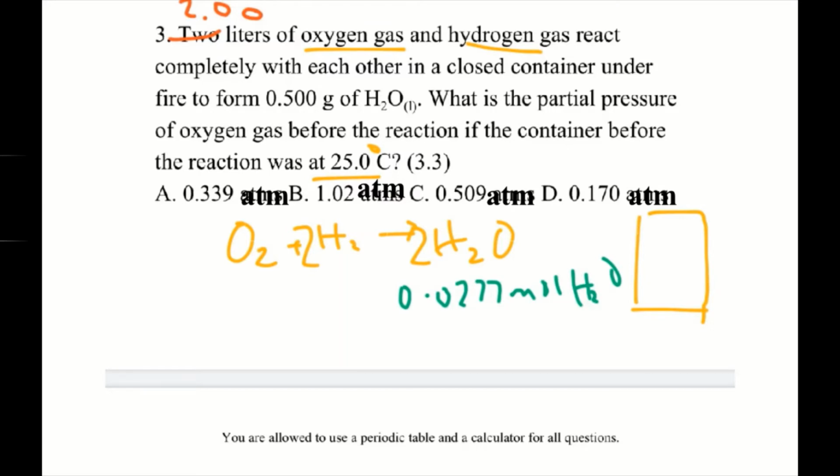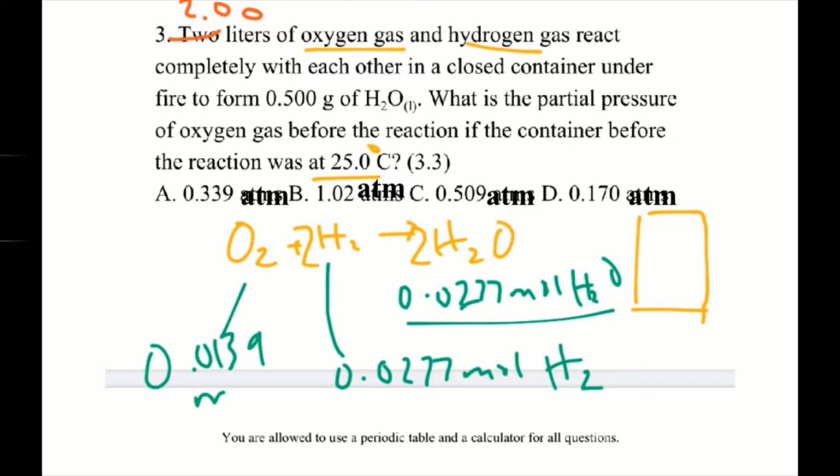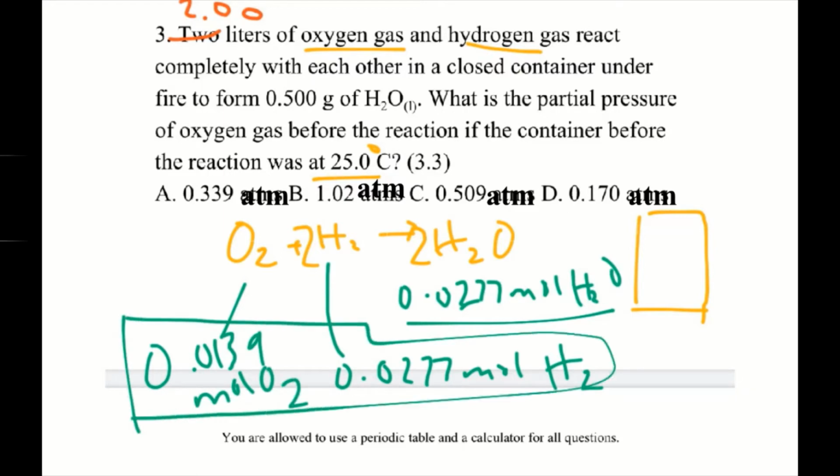And thus, I don't have to be that accurate since if it's close enough, I could just pick it. So if 0.0227 moles of H2O formed here, then according to the reaction, the same number of moles of H2 formed, so 0.0277 moles of H2 were used, and for every 2 moles of H2O that we produced, we used half as many moles of O2, so we have to half this number. 0.0227 divided by 2 is, well, 0.0139 moles of O2.